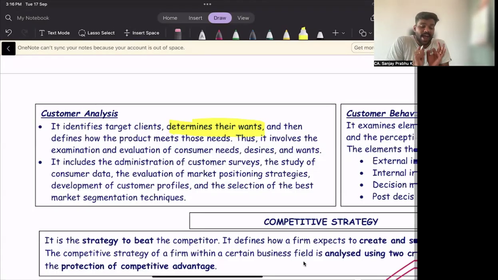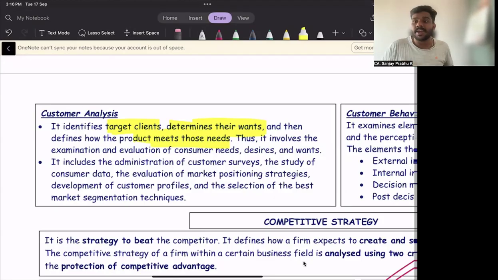So first you have to analyze your customer. Who is your targeted client? What is their need? And I have to define how my product is satisfying their need. So as a person who is selling a product, I should know who my customers are. What are their needs? And now I have to tell them how my product is satisfying their needs.